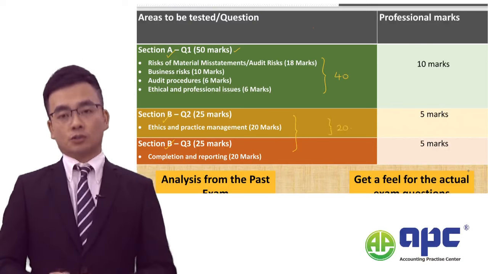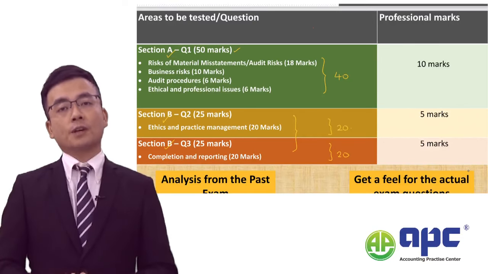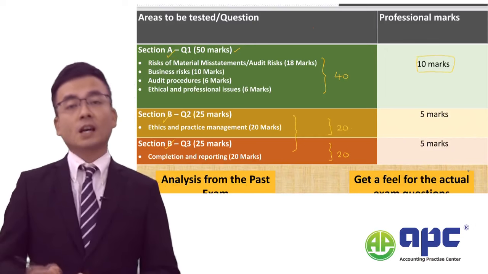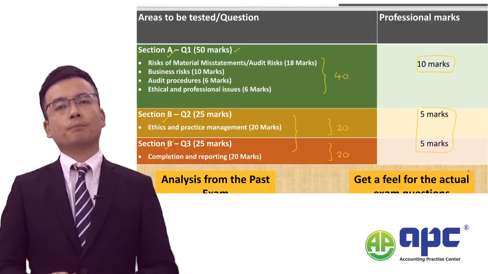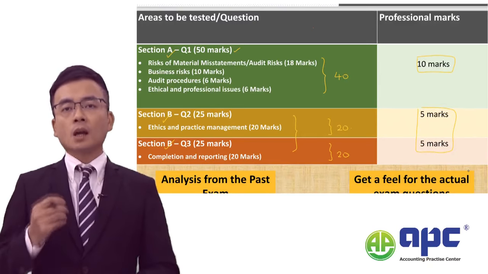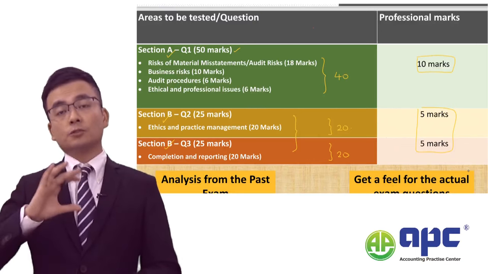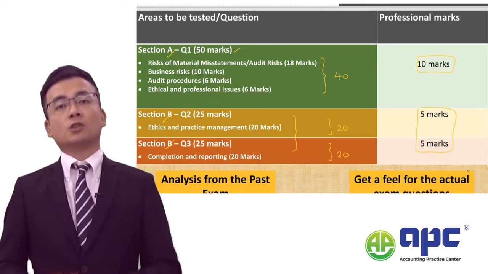technical marks for question 2 and 20 technical marks for question 3. On the right hand side, you also have the professional marks being 10 for question 1 and 5 each for question 2 and question 3 there. Now, according to my experience, I just summarise what sort of typical areas might appear in each of these questions.